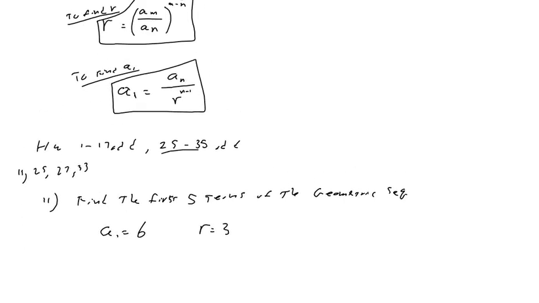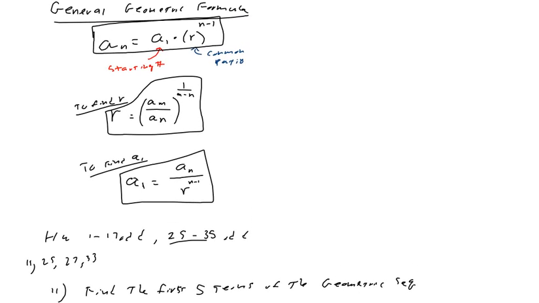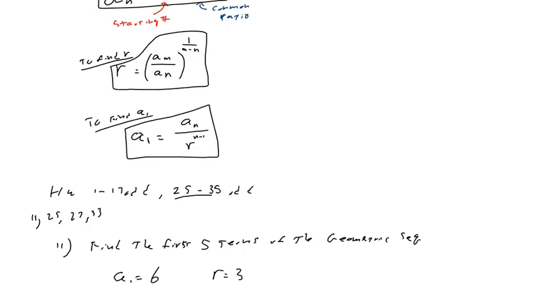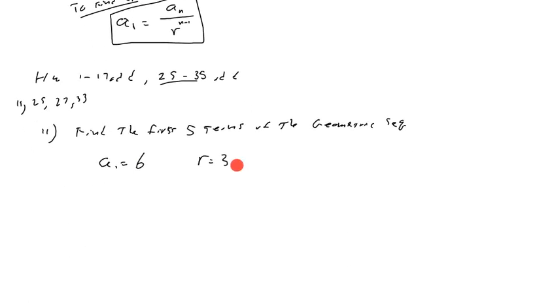Well, anytime we have to write an equation for a sequence, arithmetic or geometric, you always need 2 pieces of information. You need to know what is the first number in the pattern, where do we start, and you need to know how does the sequence change. What's the common difference or what's the common ratio? You need those 2 pieces of information. What's the starting number and how do we change? For number 11, they give us both. The first term is 6. The common ratio is 3.